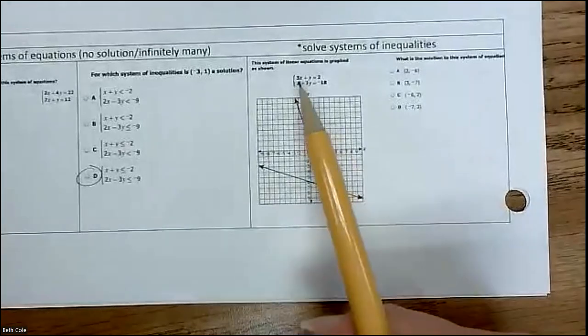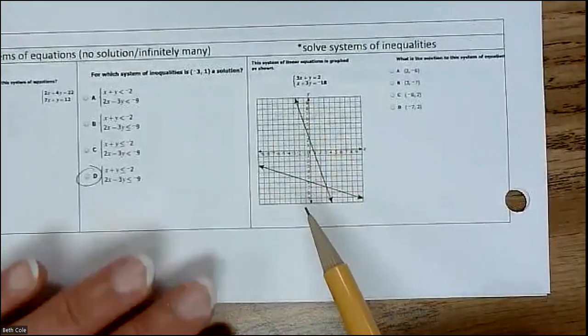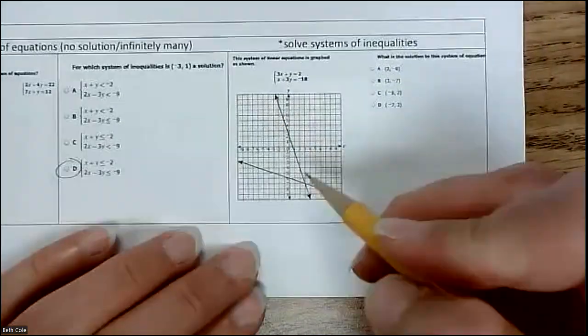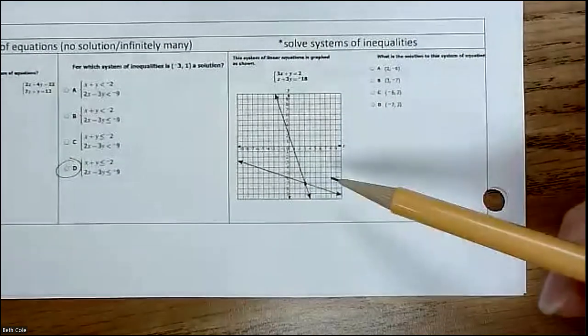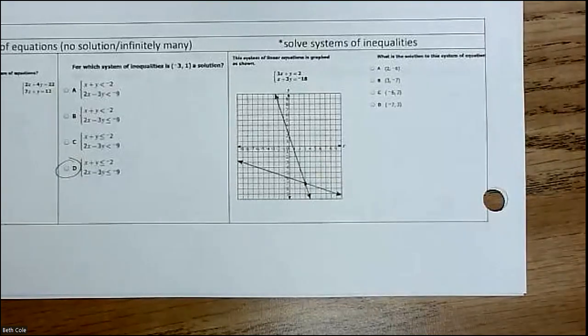And then this one here. They gave us the graph, so cool. I don't have to type anything in. Which one of these is the answer? Again, it's the intersection point, so you're looking right there. Which point is that? 3, negative 7, which is B.